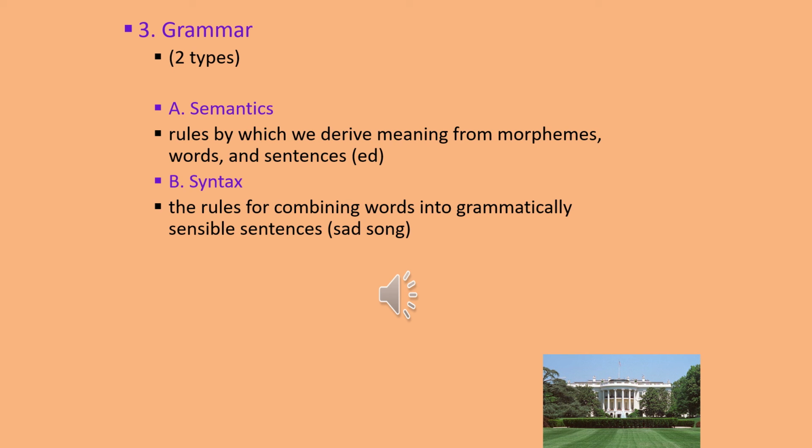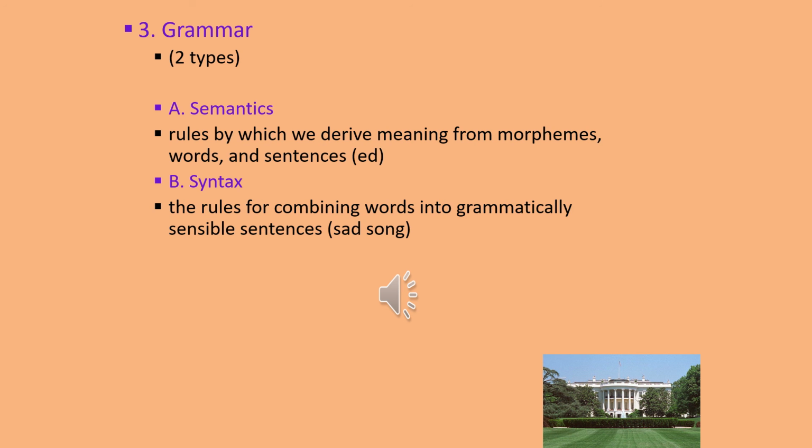The last building block of language, or component of language, is grammar. Here we look at 2 different types of grammar, semantics and syntax. First of all, semantics involve changing the meaning of words. For example, if you add an ed, that makes the word past tense, or if you add an es, you're making something plural. So you're changing the meaning of the word.